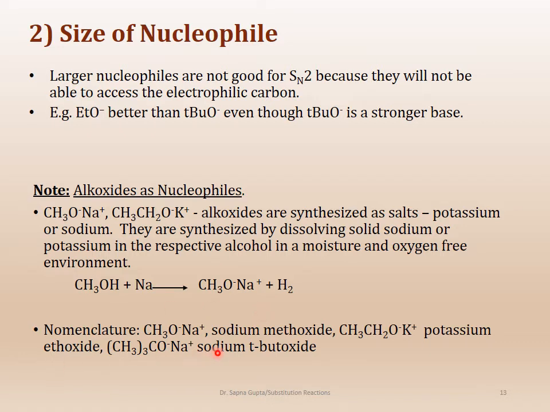A little bit about nomenclature. A small one, nucleophile coming from methanol is sodium methoxide. From ethanol, it will be ethoxide, and then T-butoxide. You always have to name the metal first, sodium ethoxide, potassium ethoxide, and so on and so forth.